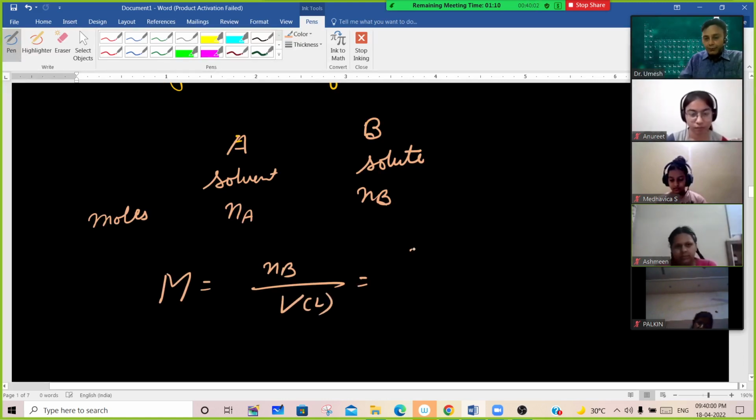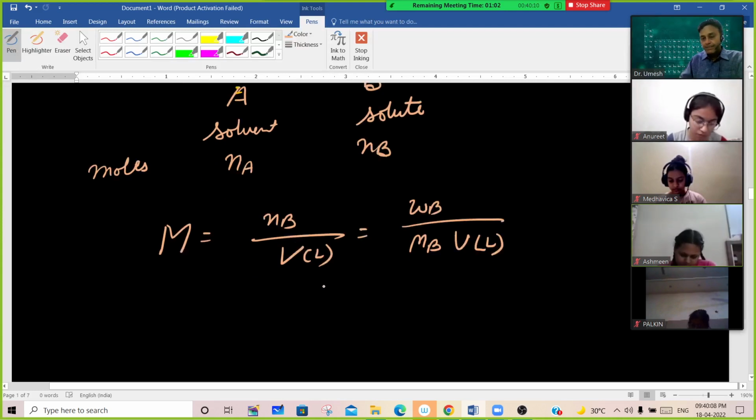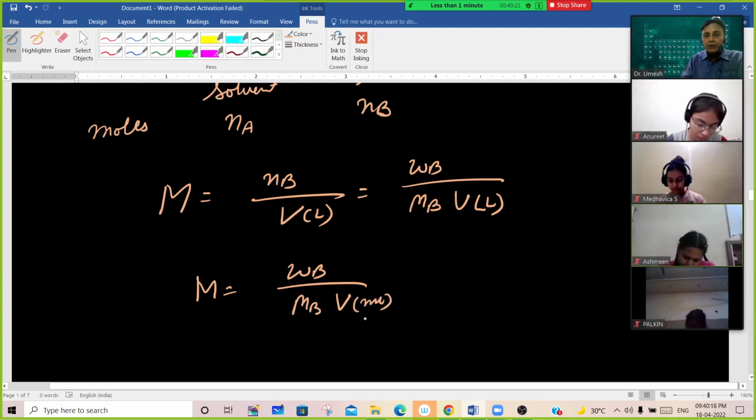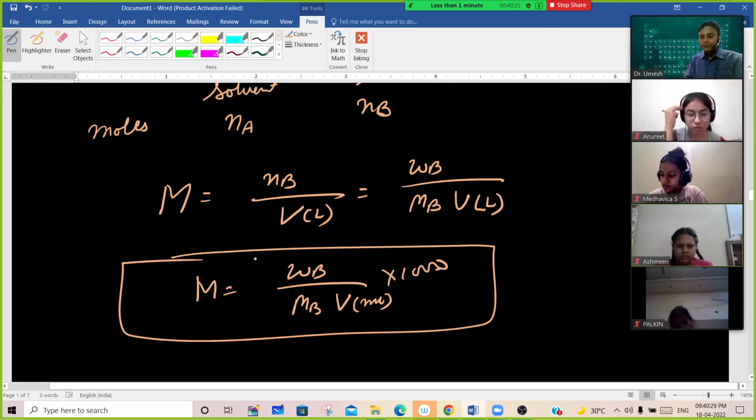What is number of moles? Weight upon molecular mass, that is Wb upon Mb, divided by volume in liters. If the volume is not in liters but in milliliters, we convert into liters by dividing by 1000. This is the formula for the molarity.